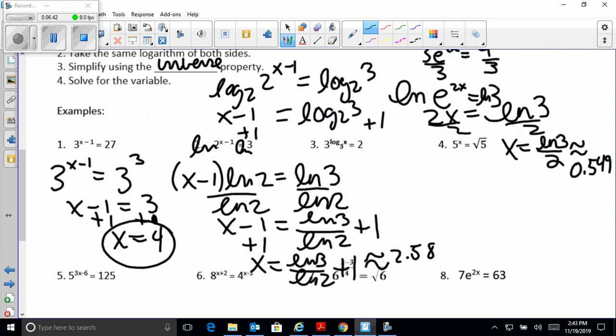Same thing as if you use the natural log. I prefer to use the natural log. That's just my choice. All right, let's look at number 3.